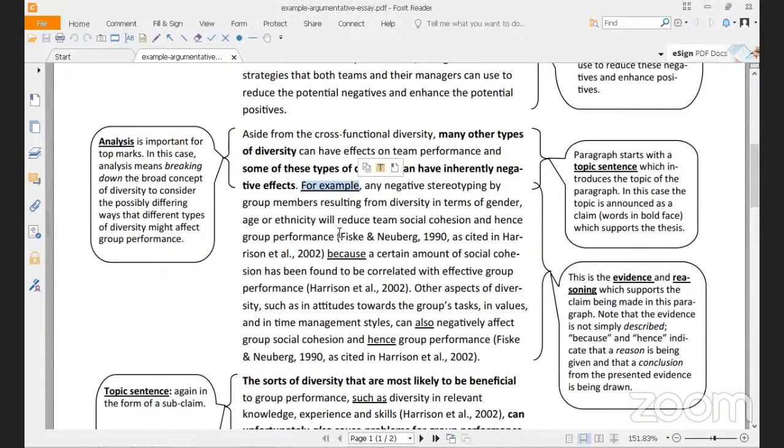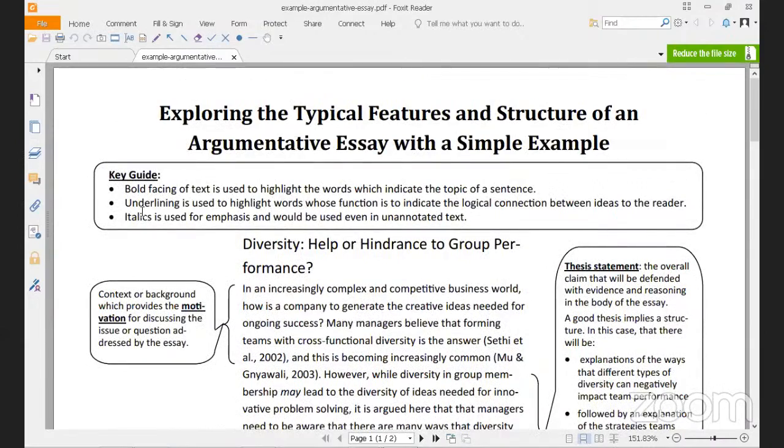Transition words. Yes, you have transitions within your paragraph. You also have some transitions in the beginning, aside from, okay. And you have also hence. And it's here. It's telling you, underline is used to highlight words whose function is to indicate the logical connection between ideas to the reader. Yes.